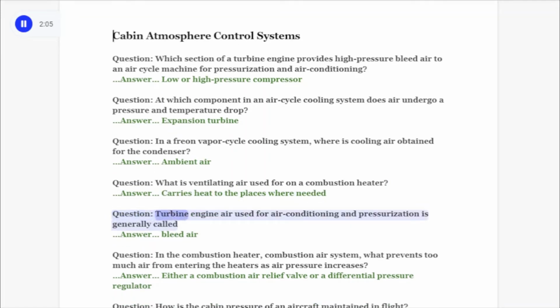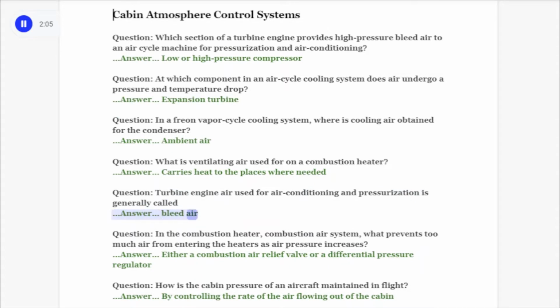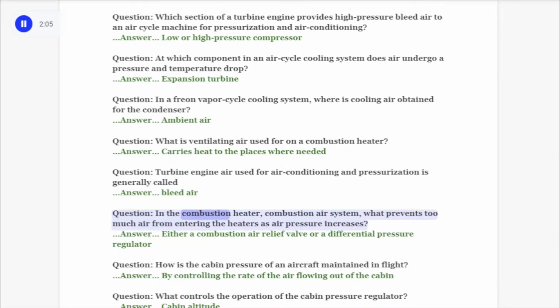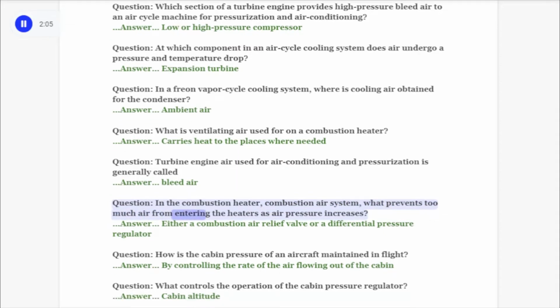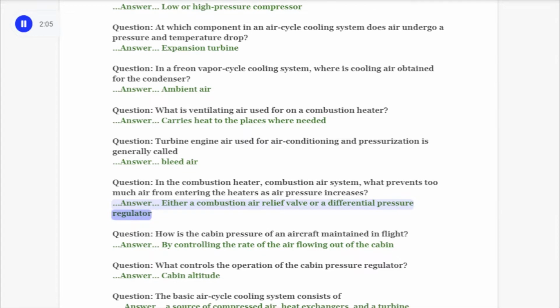Question: Turbine engine air used for air conditioning and pressurization is generally called? Answer: Bleed air. Question: In the combustion heater, combustion air system, what prevents too much air from entering the heaters as air pressure increases? Answer: Either a combustion air relief valve or a differential pressure regulator.